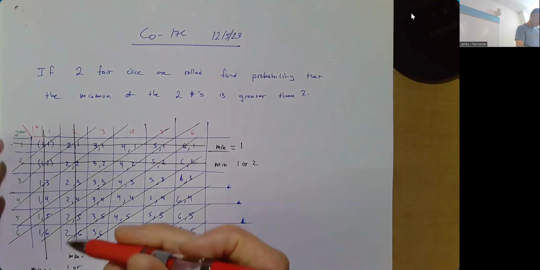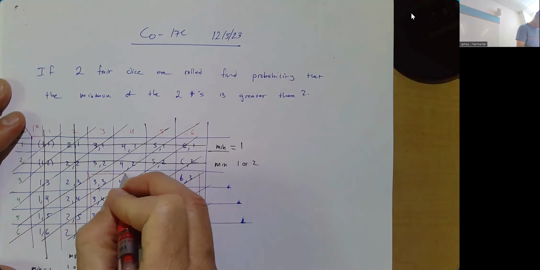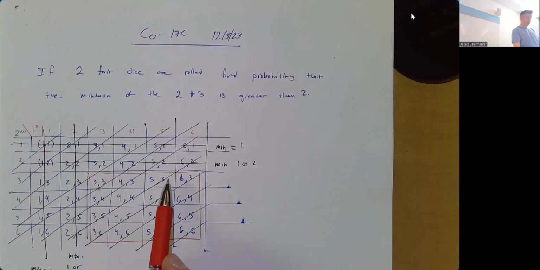And it looks like everything left has a minimum that is greater than or equal to 3, or greater than 2. So there are 1, 2, 3, 4, 5, 6, 7, 8, 9, 10, 11, 12, 13, 14, 15, 16 different ways we can roll two dice and get a minimum that is strictly greater than 2.